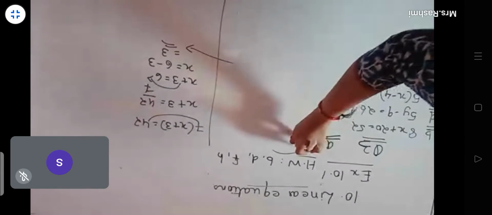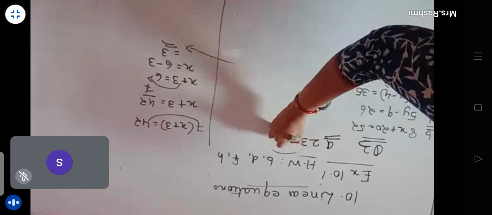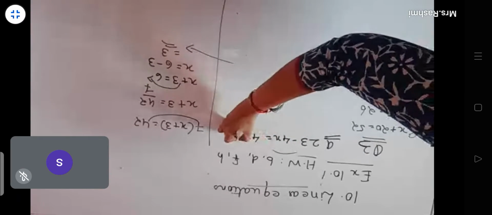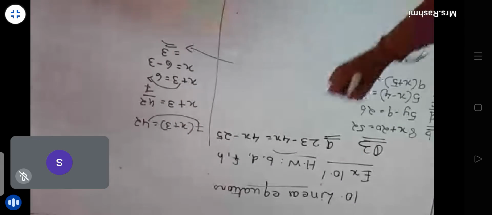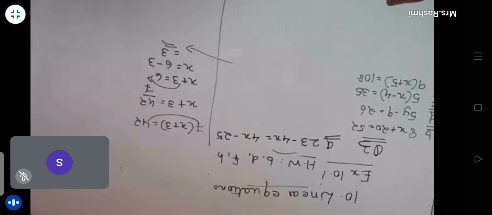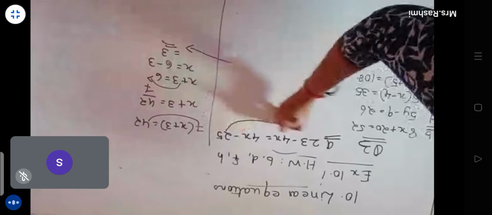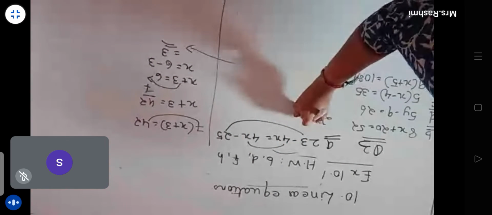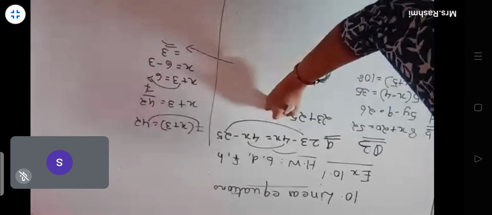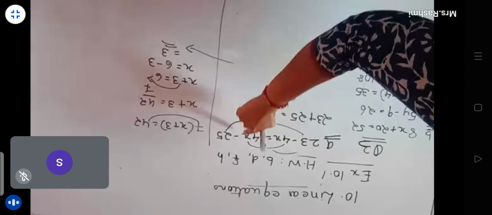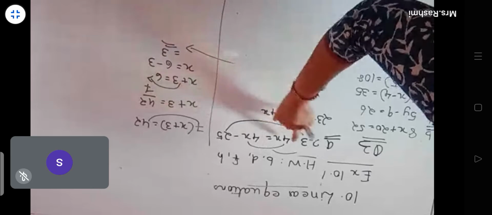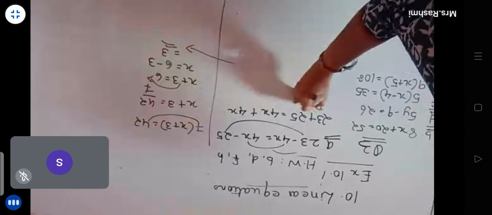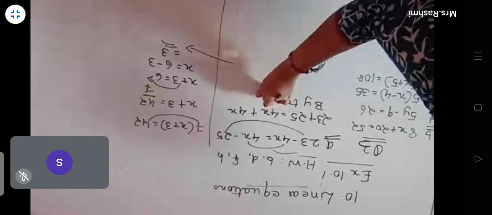It says 23 minus 4x is equal to 4x minus 25. Now by transposition method, what are we going to do here? We are going to shift that 25 to plus 25, 23 plus 25. And 4x, when this minus comes here, it becomes plus. This 4x becomes plus 4x, by transposition.